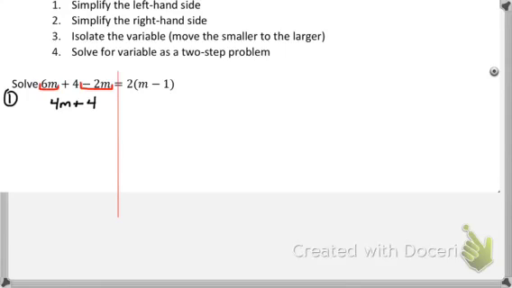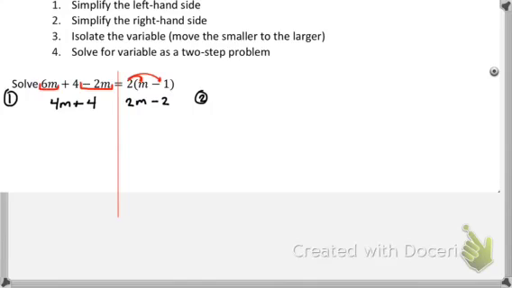We have a 6m and a minus 2m. So 6m minus 2m is 4m. Notice I did not use properties of equality because they're both on the left-hand side. So it's fully simplified at this point. Next, I want to simplify the right-hand side. I have distribution of 2, so I get 2m minus 2. That is fully simplified on that side. So on to the third step.